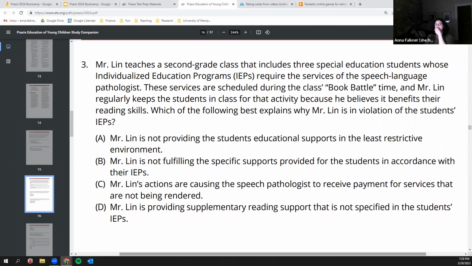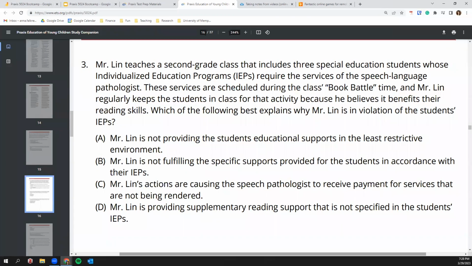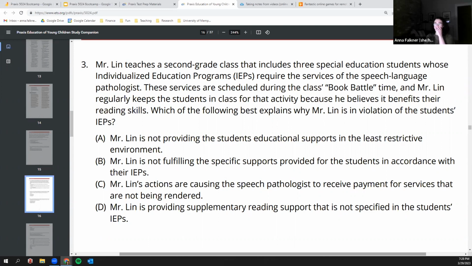All right, first of all, is there anything we can eliminate? Probably C. Okay, why is that? Because why are we talking about payment for services? Yeah, I agree. That one's kind of silly. That doesn't really have anything to do with the students, right? Okay. What about A, B, and D?